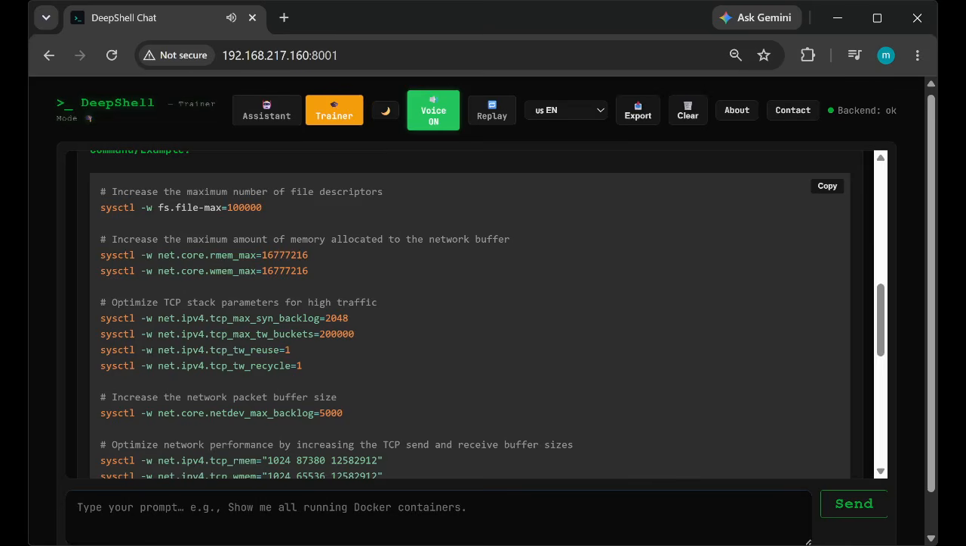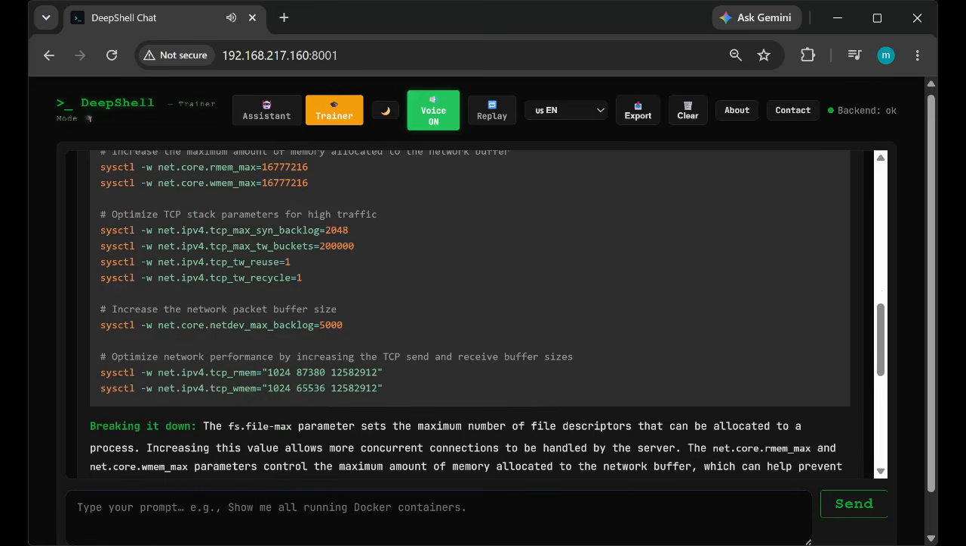tcp_max_syn_backlog parameter sets the maximum number of pending TCP connections, while net.ipv4.tcp_max_tw_buckets and net.ipv4.tcp_tw_reuse optimize the handling of TCP connections in the TIME_WAIT state.